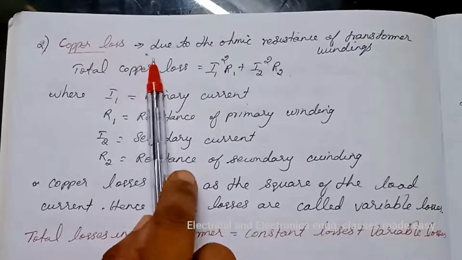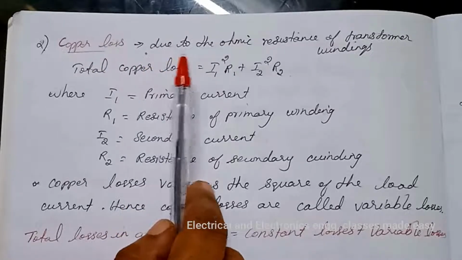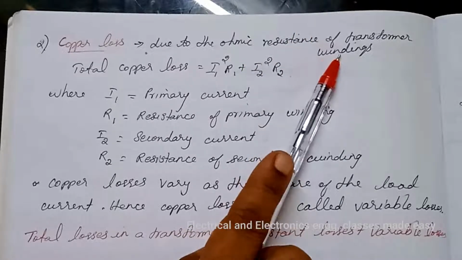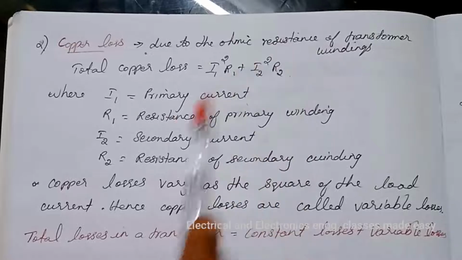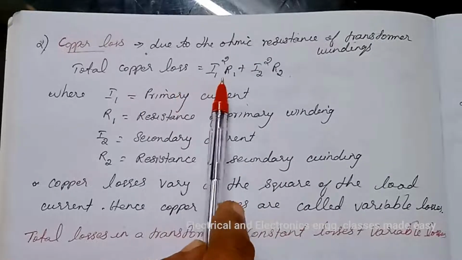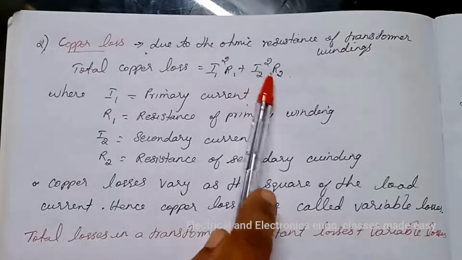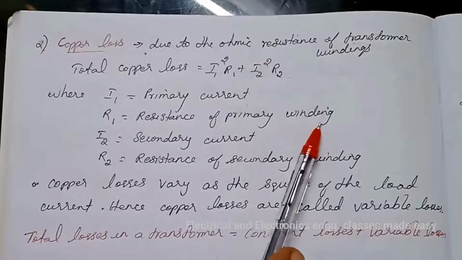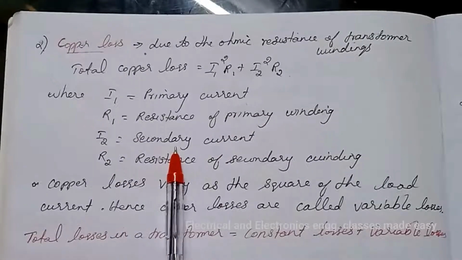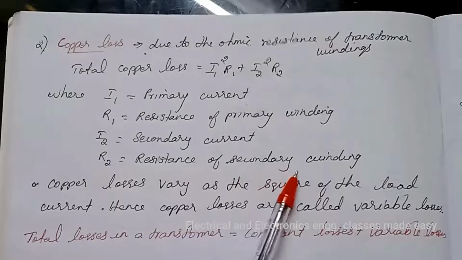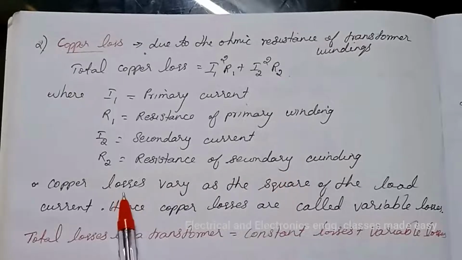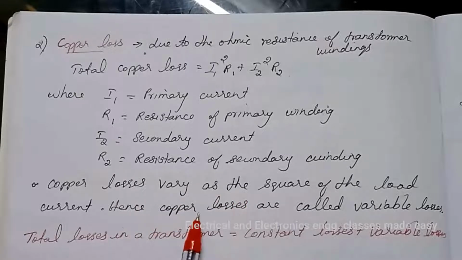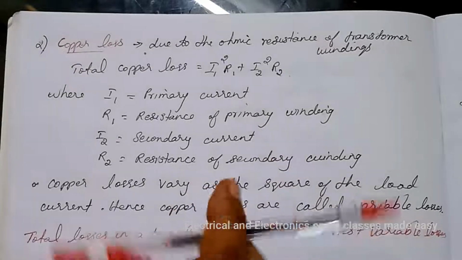Next is copper loss. Copper loss is due to the ohmic resistance of transformer windings, that is both the primary and secondary windings. Total copper loss is given by I1 square R1 plus I2 square R2, where I1 is the primary current, R1 is the resistance of primary winding, I2 is the secondary current, and R2 is the resistance of secondary winding. Copper losses vary as the square of load, hence copper losses are called variable losses.